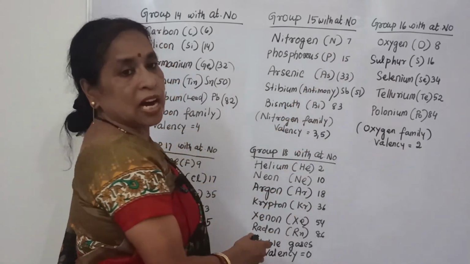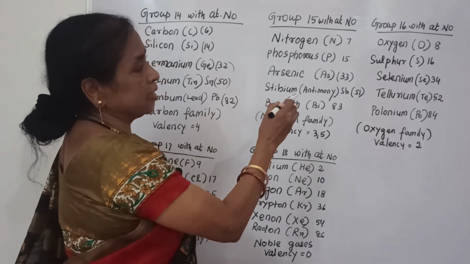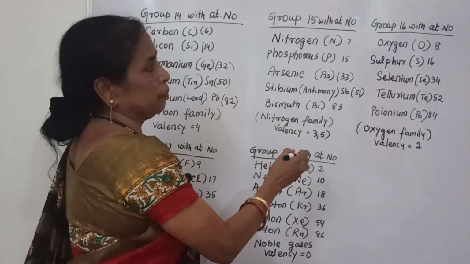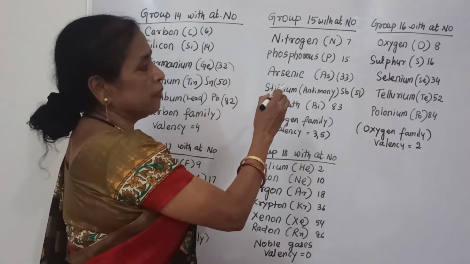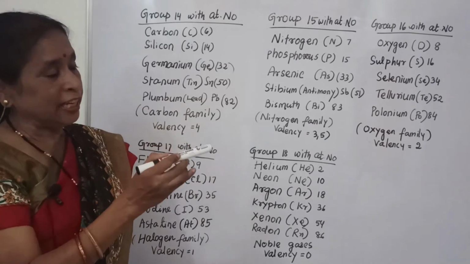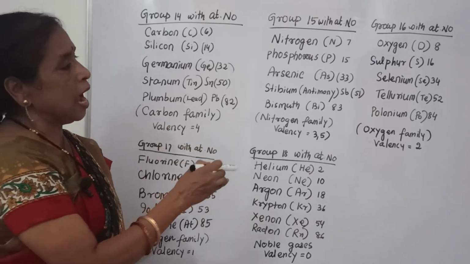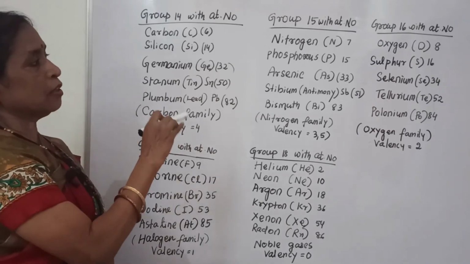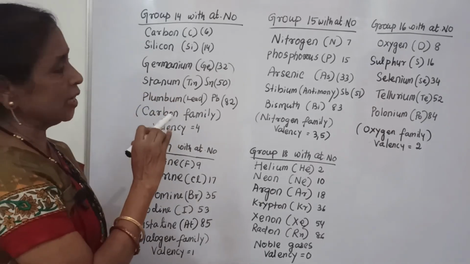Group 16 with atomic number. Group 16, oxygen, sulfur, selenium, tellurium, polonium. Oxygen O, sulfur S, selenium Se, tellurium Te, polonium Po, and these are the atomic numbers, and this is called oxygen family because oxygen is the first element in the group.